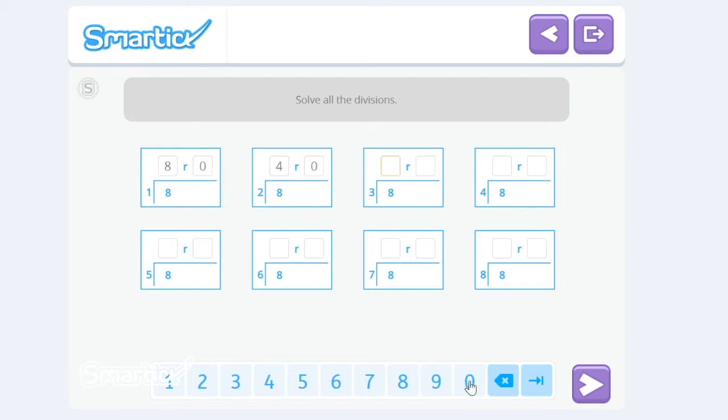8 divided by 3 gives us 2 with a remainder of 2. 8 divided by 4 gives us 2 with a remainder of 0. Here we have 8 divided by 5, so that gives us 1 with a remainder of 3. The next one is 8 divided by 6, it gives us 1 with a remainder of 2. 8 divided by 7, that gives us 1 and a remainder of 1. And the last one, 8 divided by 8, that's easy, that gives us 1 with a remainder of 0.